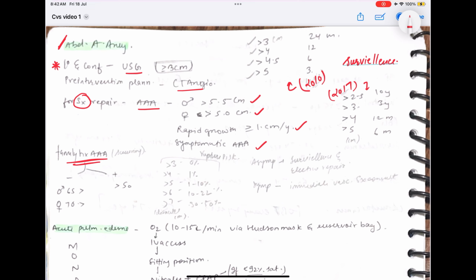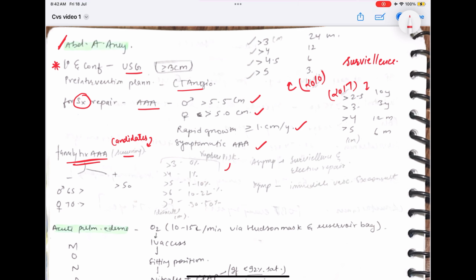Now coming to the family history of abdominal aortic aneurysm. So what are the screening indications? If the patient has a family history, then we have to screen after 50, and if there is no family history, then in males it is more than 65 and in females it is more than 70.